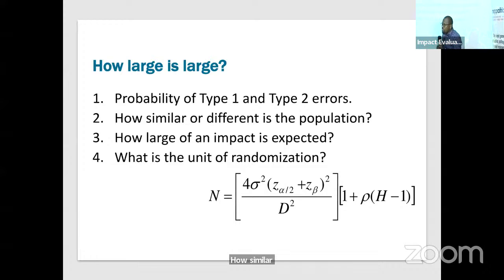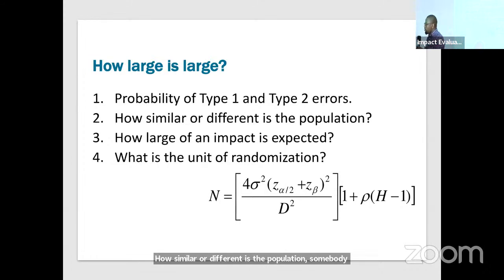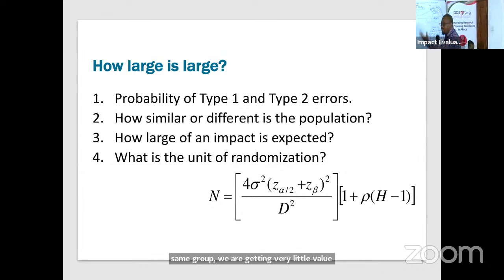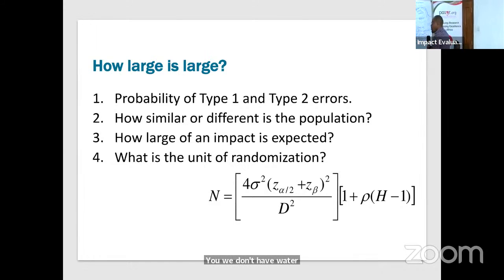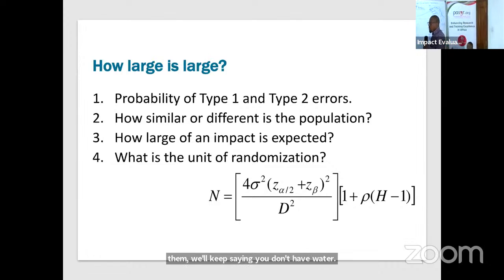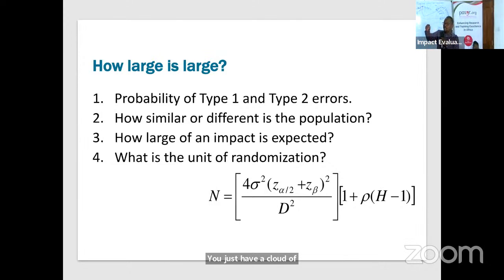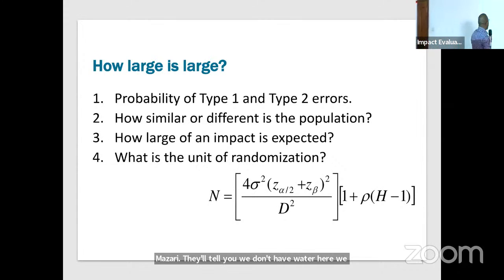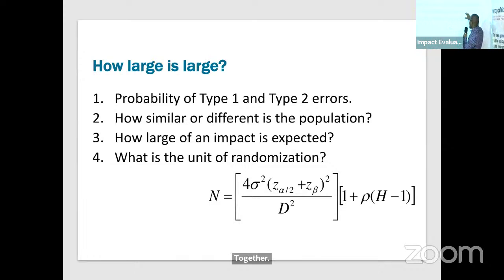Somebody said homogeneous groups, and we said if you have the same group, you're getting very little information value because they're similar. They're going to say the same thing, right? Those in Kibera, they'll tell you we don't have water. You go to the next house, we don't have water. So even if you have 1,000 of them, they'll keep saying we don't have water. You just have a clutter of information: no water, no water, no water. Relative to increasing Kibera as a slum, Kayole as a slum, Mathare, they'll tell you we don't have water here, we don't have roads here. So you see you're getting different nuanced information. Are we together? So how large of an impact is expected?